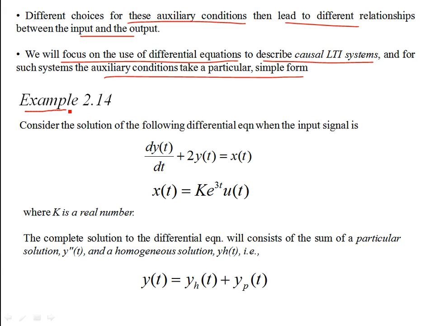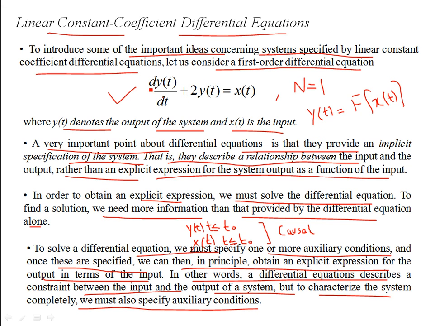Okay, so let's take an example and show how these auxiliary conditions can be used and how we can solve the differential equation in a classical manner. So let's consider again the same differential equation that we have seen over here. This is the first order differential equation relating y(t) to x(t). This basically defines the dynamic behavior of the system, but we don't know how the output is explicitly defined in terms of the input.